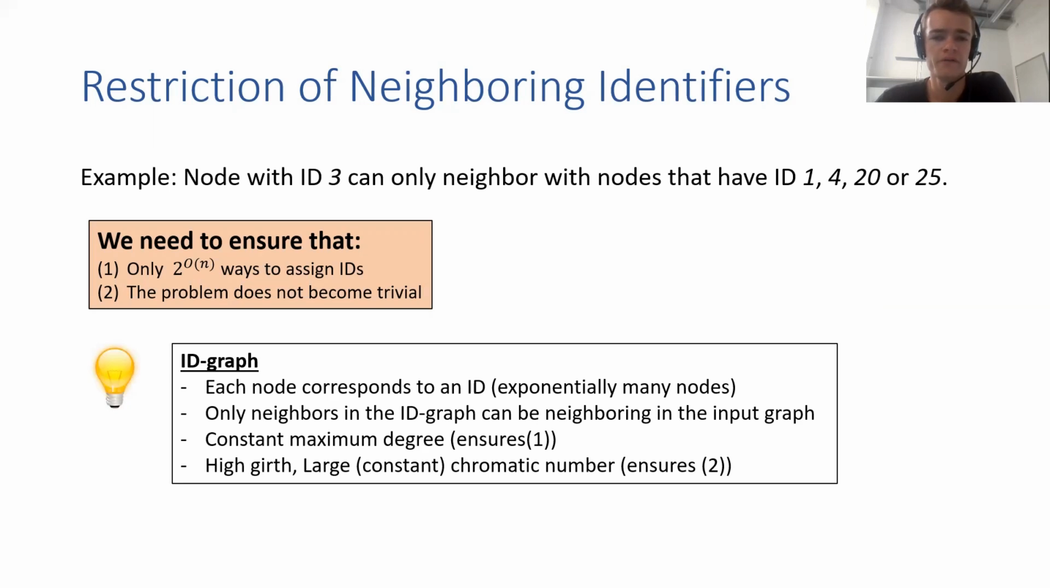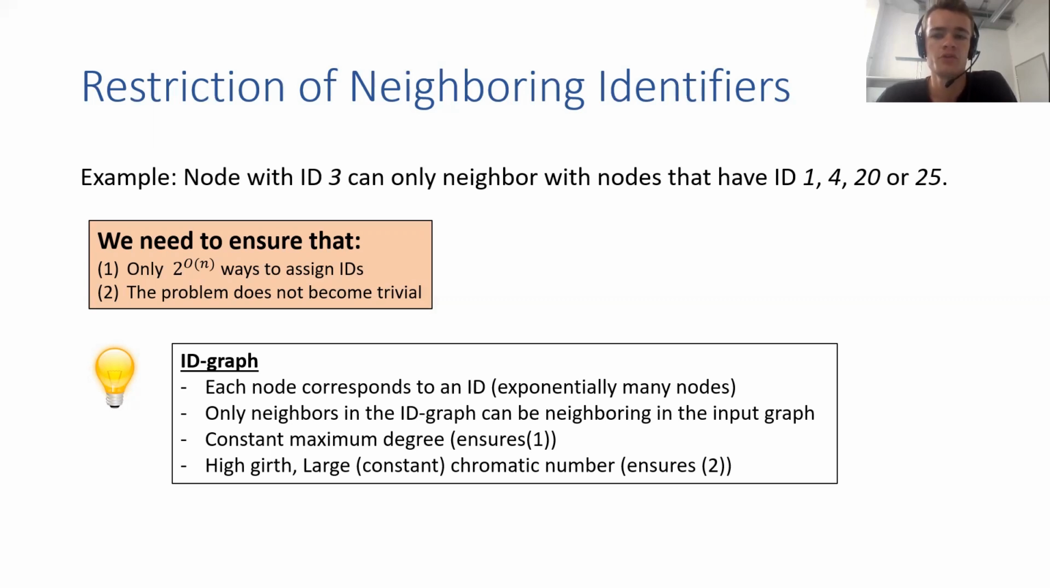And the way we solve this is with the so-called ID graph, which was also used in a different paper. And here the idea is the following. Each node corresponds to an ID. Hence, we have a graph with exponentially many nodes. And we say that only neighbors in the ID graph can also be neighbors in the input graph. That is, if, let's say, nodes with IDs 1 and 4 are neighbors in the ID graph, then they can also be neighbors in the input graph, but otherwise not.